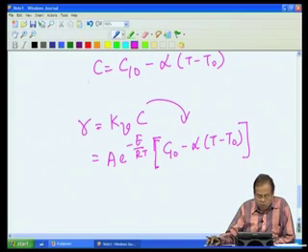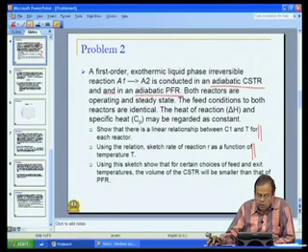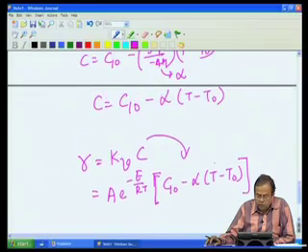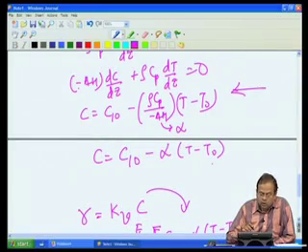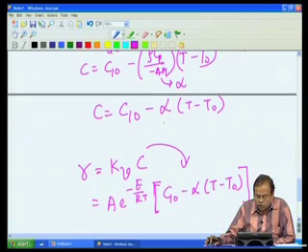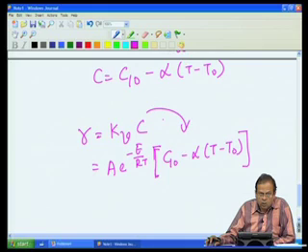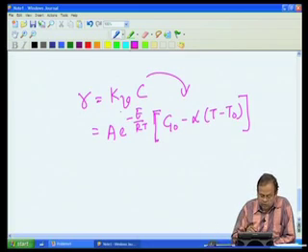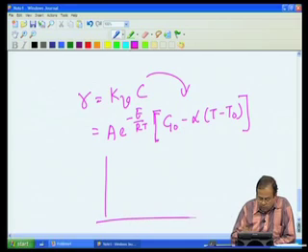Now, what kind of reaction is given? Exothermic reaction. If it is an exothermic reaction, what is the sign of alpha? From here it is a positive number. What does it mean? In a reaction, reactant concentration is always going to decrease, and in an exothermic adiabatic reactor temperature is always going to increase. That is what we should keep in mind.